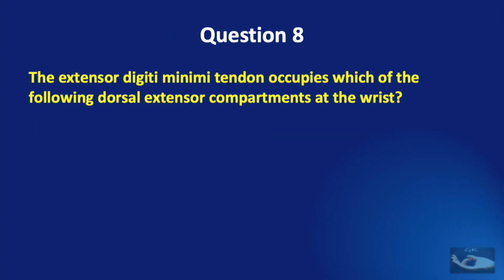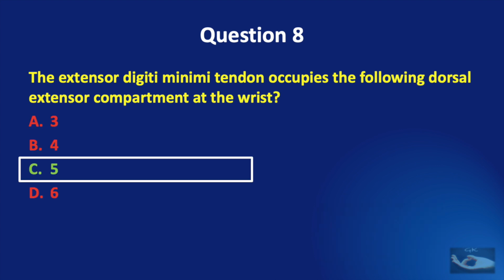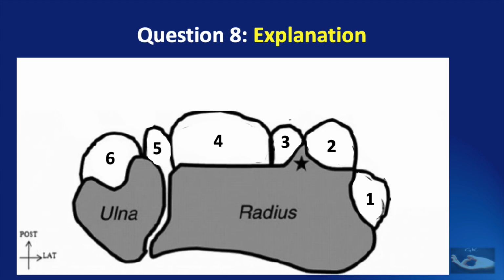Question number 8. The extensor digiti minimi tendon occupies which of the following dorsal extensor compartments at the wrist? Compartment 3, compartment 4, compartment 5, or compartment 6? And the correct answer is the fifth dorsal compartment. Before we see the 6 extensor dorsal compartments at the level of the wrist, let us see the bony prominences.